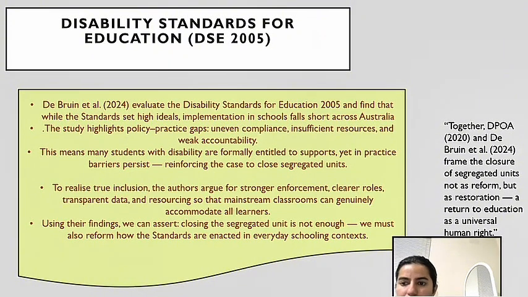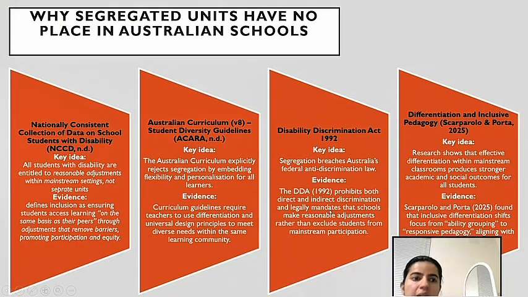It's not enough to keep a unit open just in case. Instead, we must build capacity in every classroom and ensure the standards are enacted through clear roles, data, and monitoring. That way, inclusion isn't dependent on a few specialist rooms or people. It's the culture of the whole school. My statement strengthens the National Consistent Collection of Data on School Students with Disability, the Australian Curriculum Student Diversity guidelines, the Disability Discrimination Act, and Differentiation and Inclusive Pedagogy.